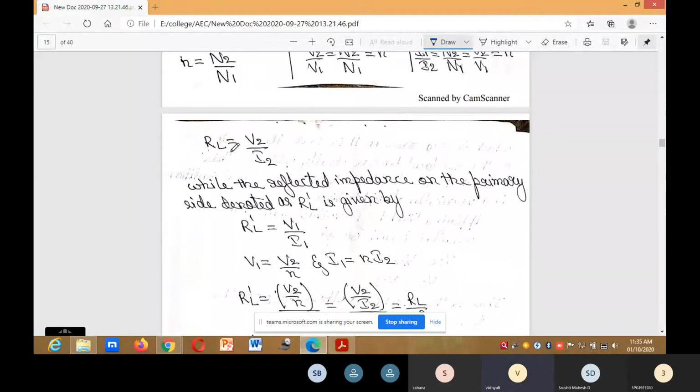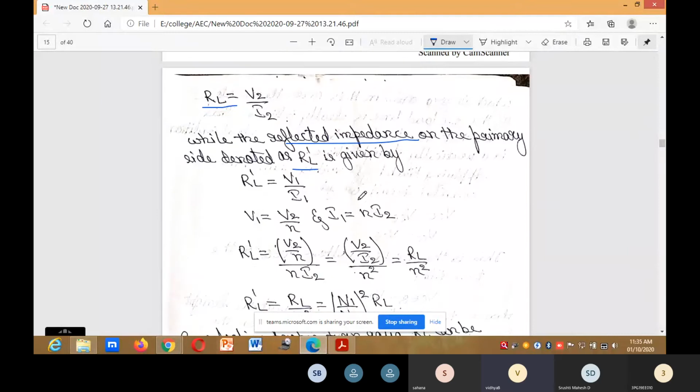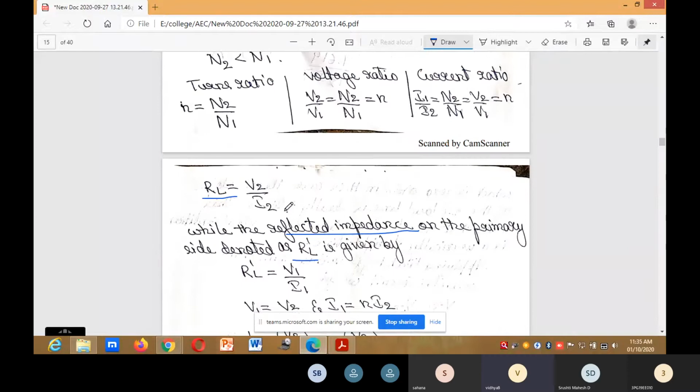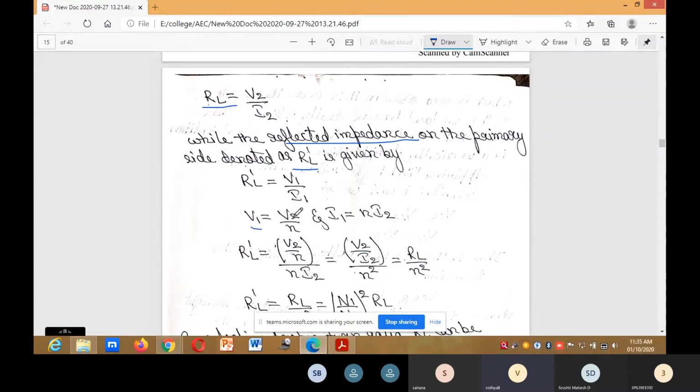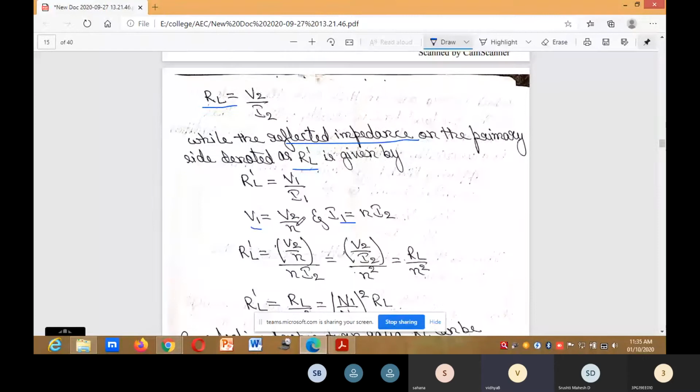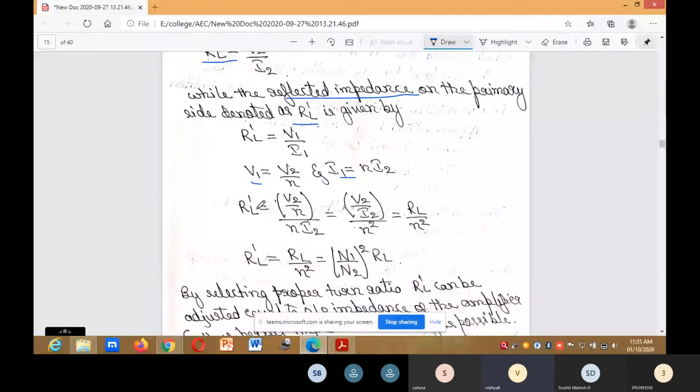RL is equal to what? RL is equal to V2 divided by I2. The reflected impedance on the primary side, denoted as RL dash, is equal to V1 divided by I1. V1 is equal to V2 divided by N, and I1 is equal to N into I2. What about RL dash? If we substitute V1 and I1, what will you get? V2 divided by N, divided by N into I2.